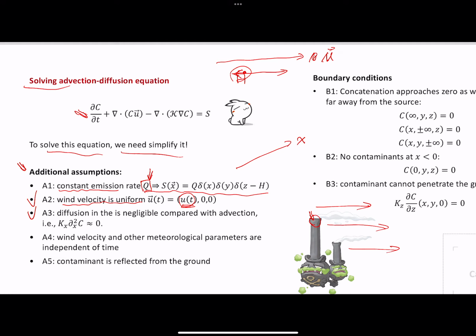Yes? I missed it. Diffusion in the what is negligible? Oh.